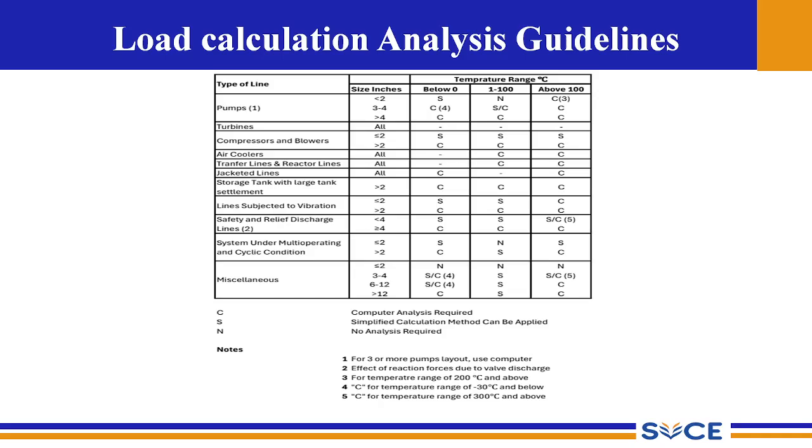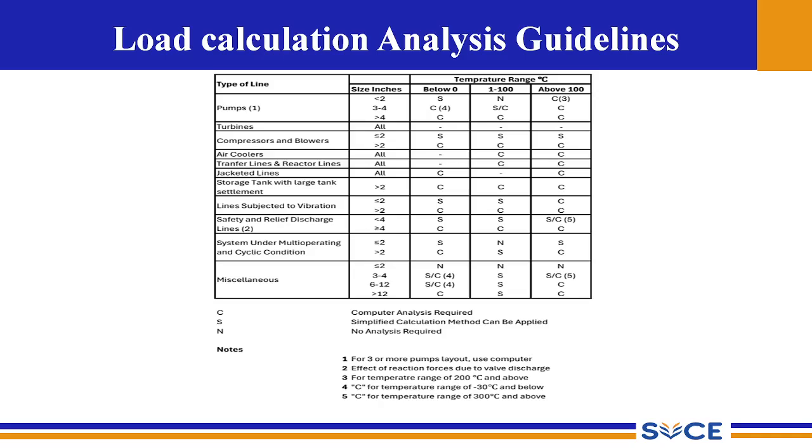Then the systems which may operate under multi-operating and cyclic conditions, for less than 2 inches, we may go for simplified calculation methods. And for 1 to 100, no analysis is required. And for above 100, we go for simplified calculation methods. For greater than 2-inch lines, below 0, we have to go for computer based analysis. Then for 1 to 100 degrees, we go for standard calculation methods. Then above 100, we go for computer based analysis.